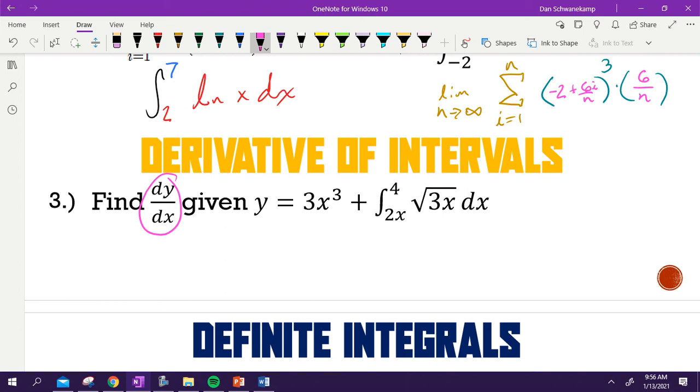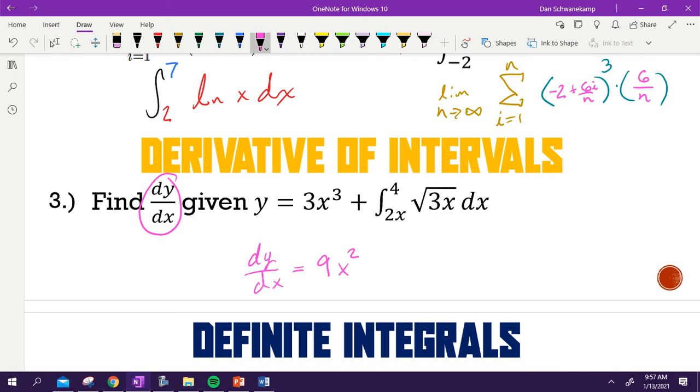So don't lose track of this first part. Sometimes, at least I always have students do this. I'm taking the derivative of everything. So I have to take the derivative of 3x cubed. What is the derivative of 3x cubed? You gonna give me? 9x squared. Don't forget to do that. That's just a normal regular derivative.